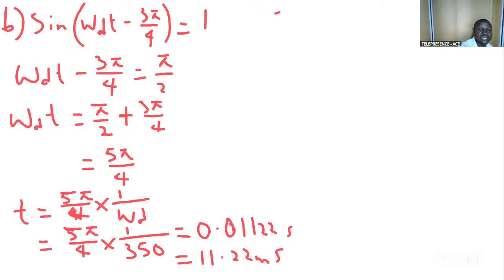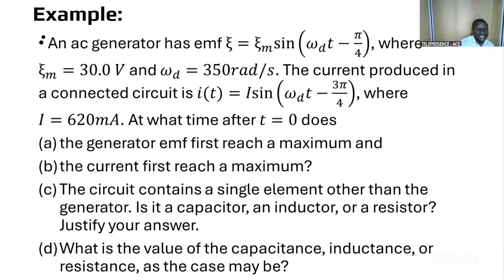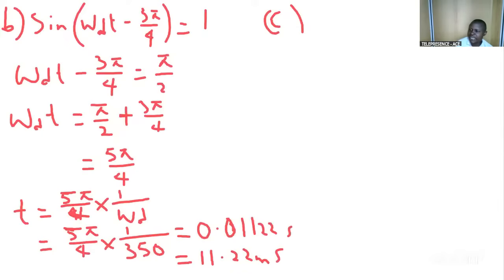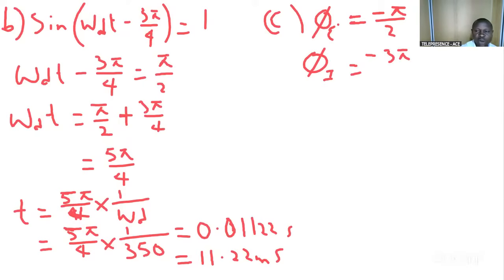That's the second aspect. Now the third aspect, C. The circuit contains a single element other than the generator. So is it a capacitor, an inductor, or a resistor? We want to know. To get this, we are going to find the phase difference. If you compare the two, that is the EMF and the current, we find the phase constant for the EMF, let's denote that with phi E, and it is minus pi over 4. The phase constant for the current is minus 3 pi over 4.